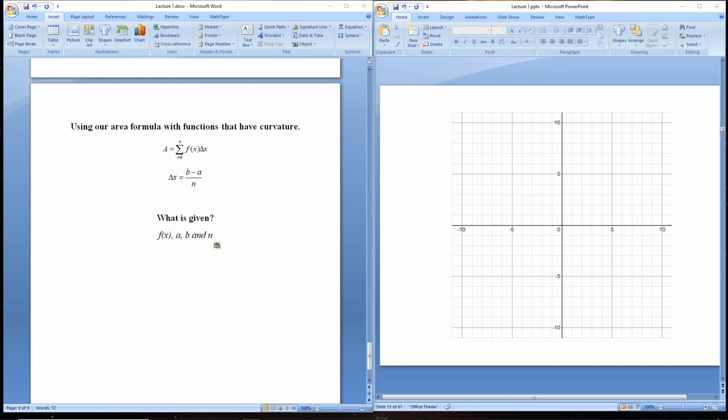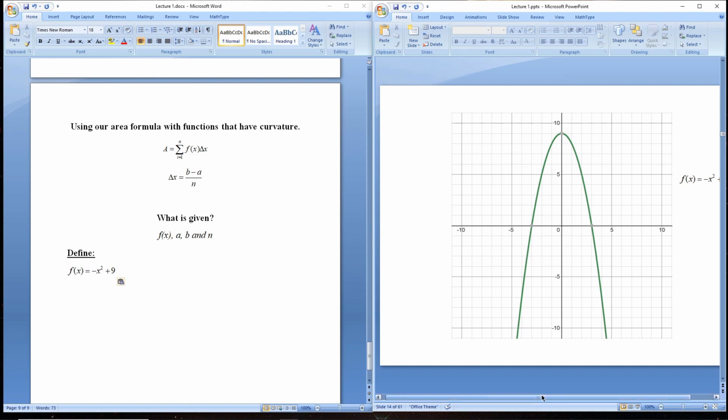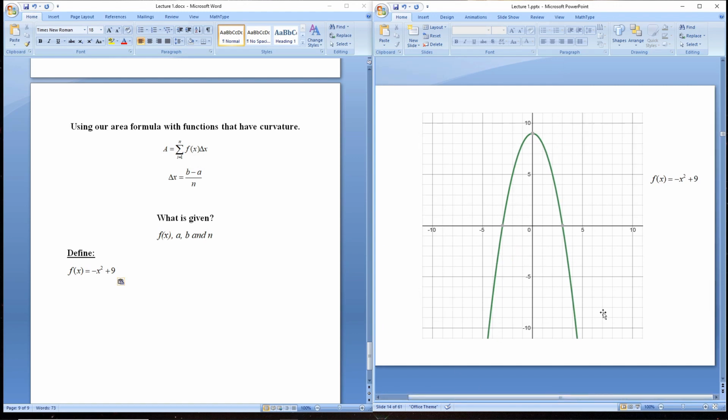So let's start with an example. I'm just going to start with the simplest function that has curvature, always our good old friendly parabola. I'm going to define a new function here, minus x squared plus 9. If we look at our graph over here, that's what it looks like, our inverted parabola, and of course it has its y-intercept at 9. We're going to start squeezing some rectangles in here, but all I've given is the function so far, minus x squared plus 9.